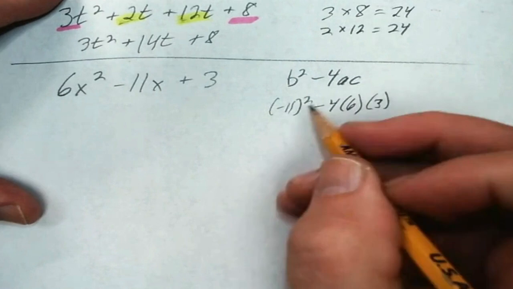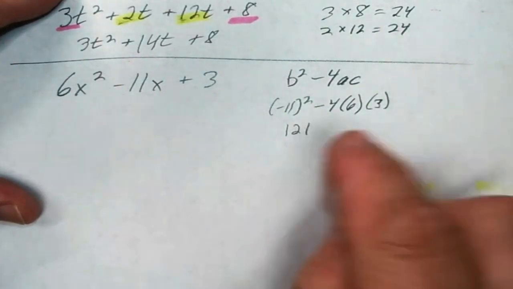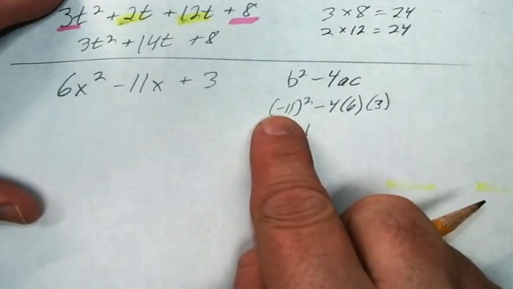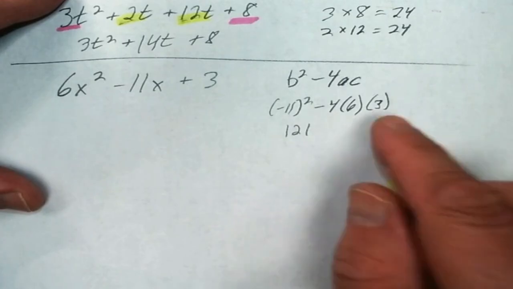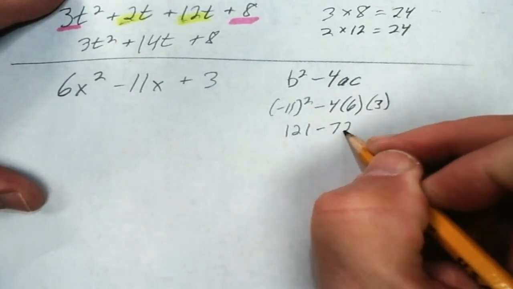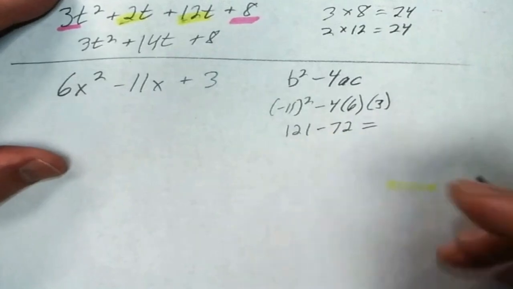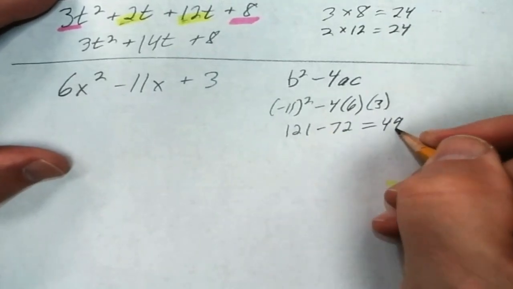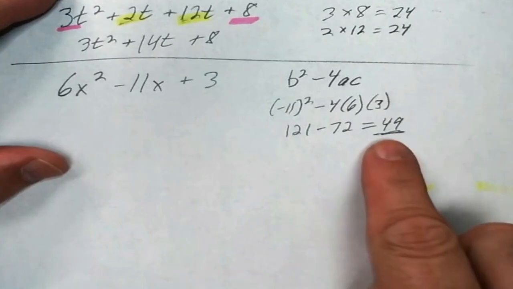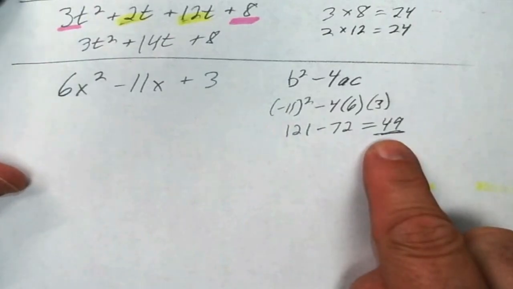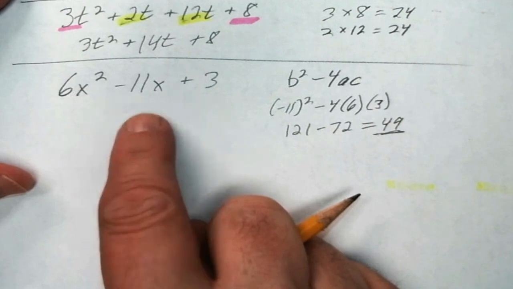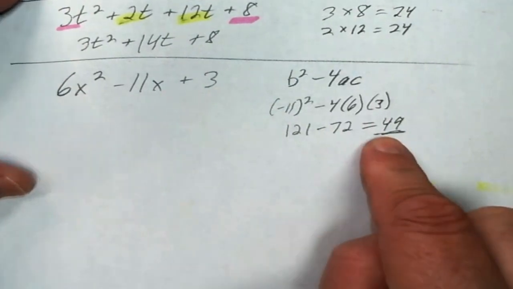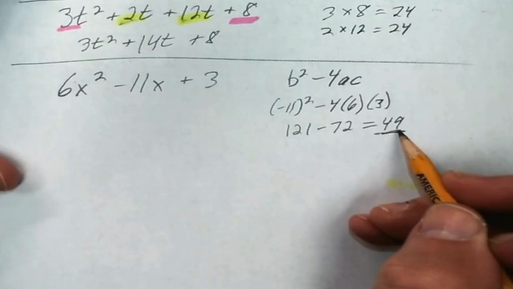Negative 11 times negative 11 is 121. That's 11 squared. Negative 11 squared is the same. 4 times 6 is 24, times 3 is 72. So this is 121 minus 72, which is 49. 49 is a perfect square, 7 times 7. That tells us there are two real solutions that are rational, that we can factor it, because this is a nice, perfect square number.